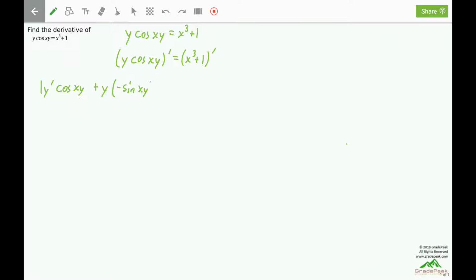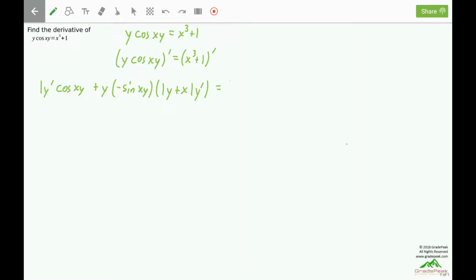Leave the inside alone, but then we need to multiply by the derivative of the inside, so now we have the derivative of x times y, which is itself a product rule. The derivative of the first, the x, is a 1 times the second left alone, y, plus the first left alone times the derivative of the second. The derivative of y is 1, and then we multiply by y prime because we just took the derivative of a y term, and every time we do that we get a y prime.